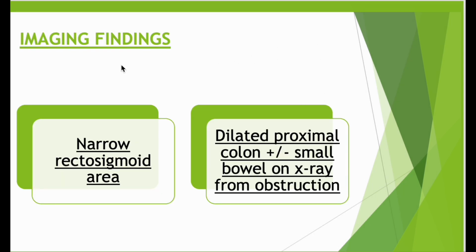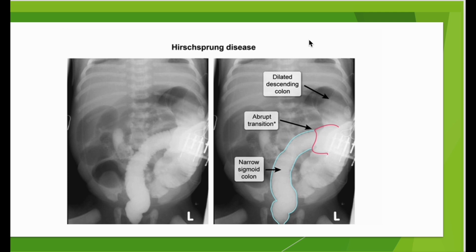On imaging findings on the X-ray or contrast enema, you will see a narrowed rectosigmoid area. Also, there's going to be a dilated proximal colon, which may or may not include a dilated small bowel as a result of the obstruction. This is an image finding, very high yield. Right here is the narrowed sigmoid colon, and right above it is the dilated descending colon. This portion lacks the enteric neurons. Since peristalsis is not going on, all the stools have piled up in this portion, and the whole place looks distended. And since nothing is getting through here, this place looks very thin and narrowed. So this is the narrowed sigmoid colon.